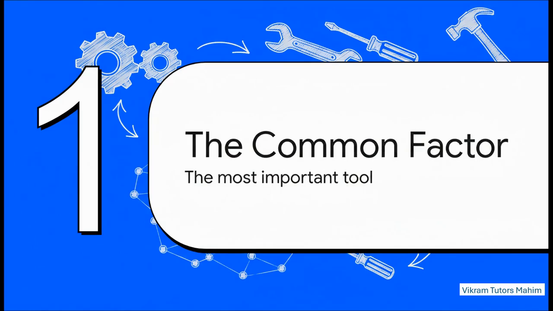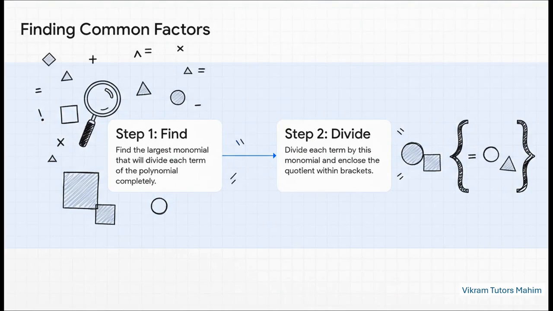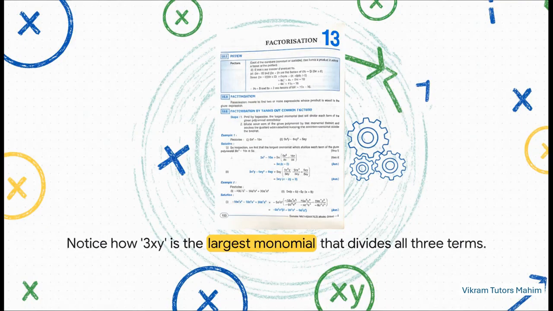All right, tool number one for our toolbox. This is the big one, the most important one you've got, the common factor. Seriously, this is your Swiss Army knife. It's the first thing you should always look for. It might seem simple, but trust me, it is super powerful. And the best part? It's basically a two-step deal. Step one, you just scan all the pieces of your expression and find the biggest thing they all have in common. Could be a number, could be a letter, whatever. Step two, you just pull that common piece out front and then write down whatever's left over inside some parentheses. That's it.